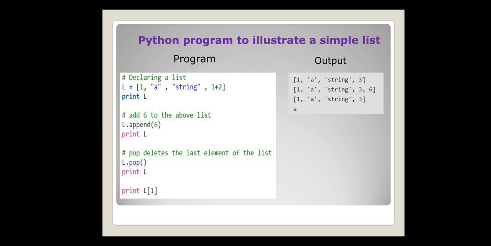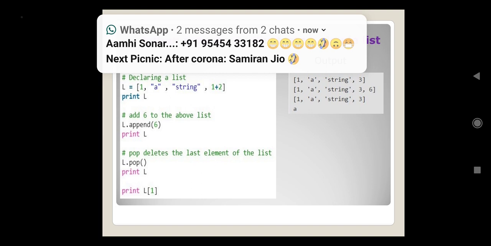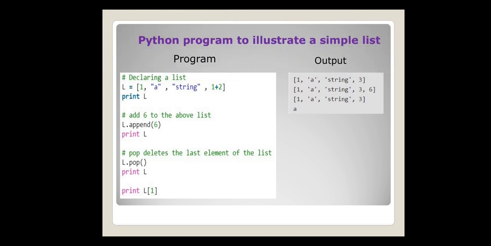When we do the pop operation, it will directly remove the element from the last position. So the new element added in the list is 6. When we do the pop operation, it will directly remove the 6 from the list. When you print the list again, it will show 1, a, string and 3. So 6 is removed from the list.